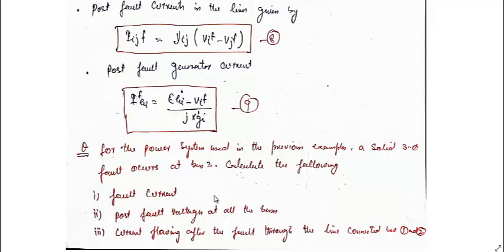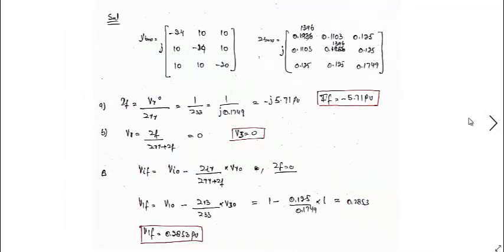The question is asking the same. A solid three-phase fault occurs at bus 3. Calculate the following: fault current, post-fault voltage of the buses, and current flowing after the fault through the line connected between bus 1 and bus 2. Let us see what happens. This is the Y bus, which we have already calculated, and this is the Z bus.